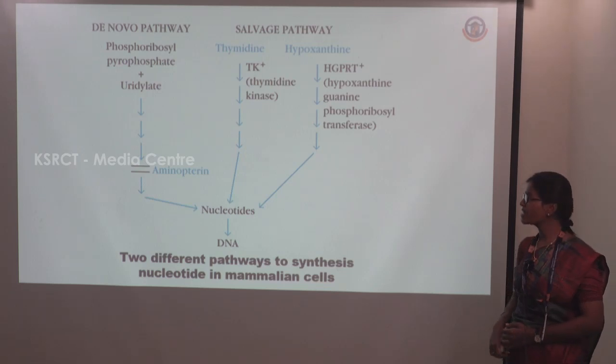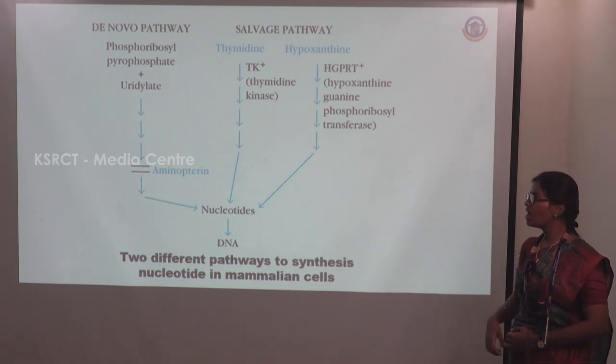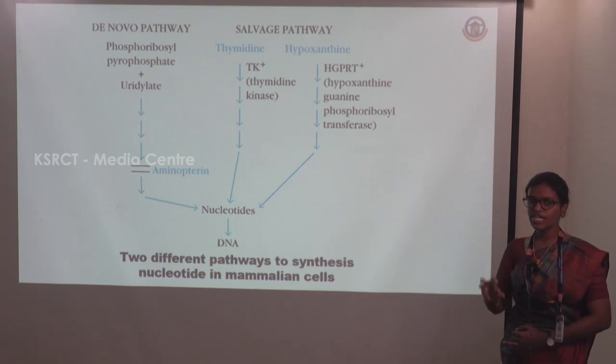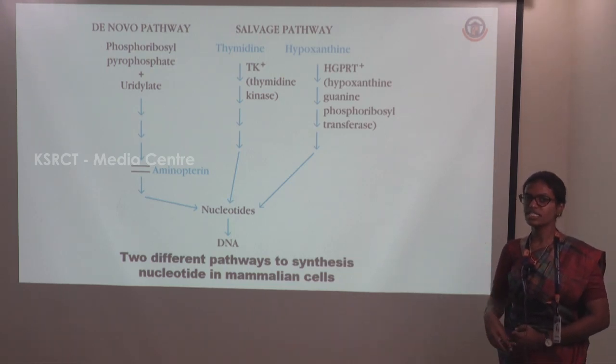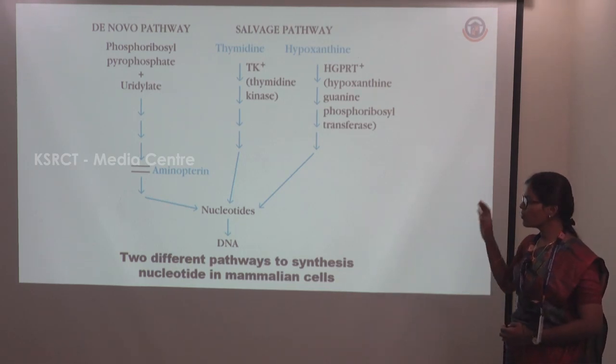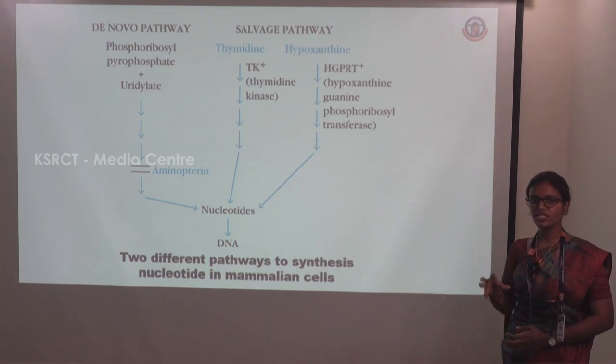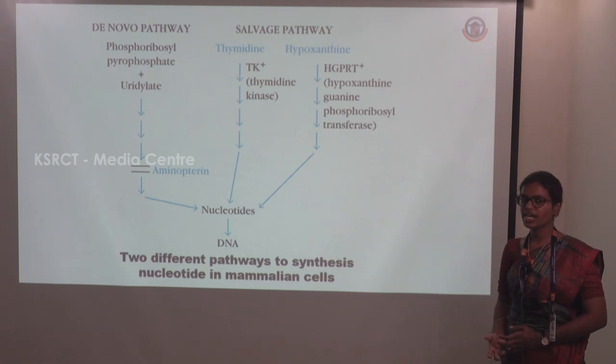One is thymidine kinase, another one is HGPRT. We are using HAT media. This pathway can be inhibited by mutating those genes in the myeloma cells. So, using these two pathways, we are going to produce monoclonal antibodies.